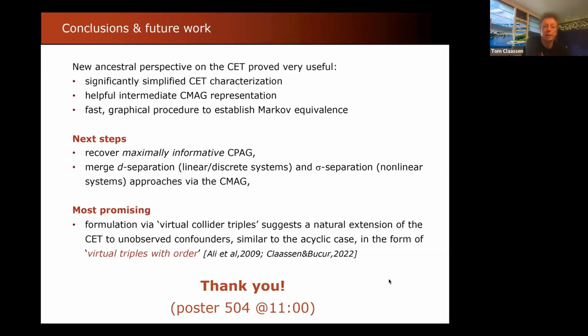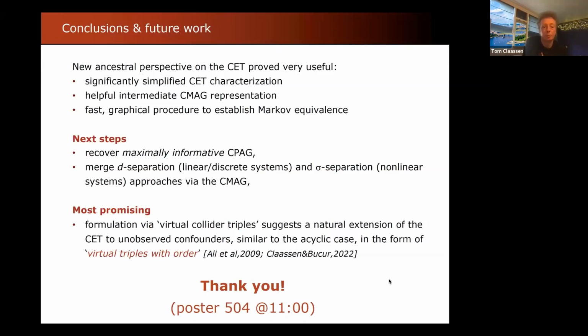Got a very quick graphical procedure. More importantly, there are still a few things that we need to do. This is for the next step, so that we need to recover the maximally informative CPAG. Right now we can compare, but there are still other invariant elements to be found. And we can use it to merge the d-separation for linear and discrete systems with the so-called sigma separation that plays a role for nonlinear systems into a single approach using this CMAG.